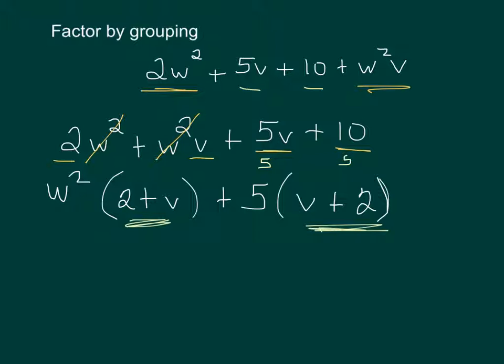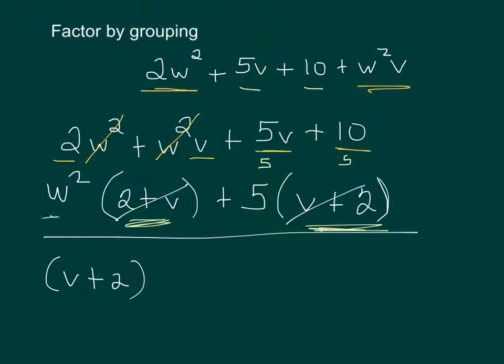Now, if you notice something really interesting, those are the same, right? Because you can turn them around, V plus 2. So out of this whole thing, let's factor out a V plus 2. And so what do you have left? You just simply have the W squared plus 5 left over, which would be your final answer.